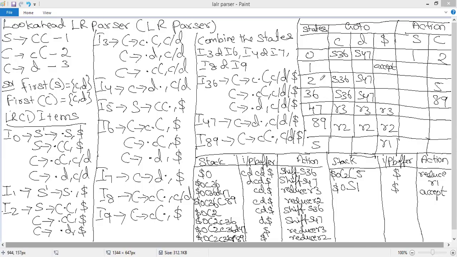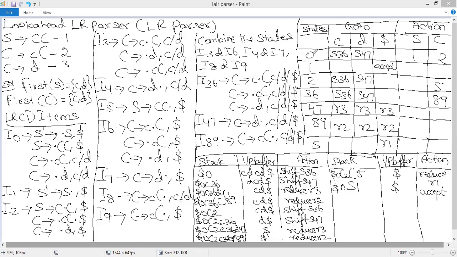States 0, 1, 2, and the fifth state: these four states are unique states, so they don't match any other state. So they stay as unique states 0, 1, 2, and 5. The remaining states 3 and 6 are combined, 4 and 7 are combined, and 8 and 9 are combined. So totally it is 7 states: 0, 1, 2, 36, 47, 89, and 5.